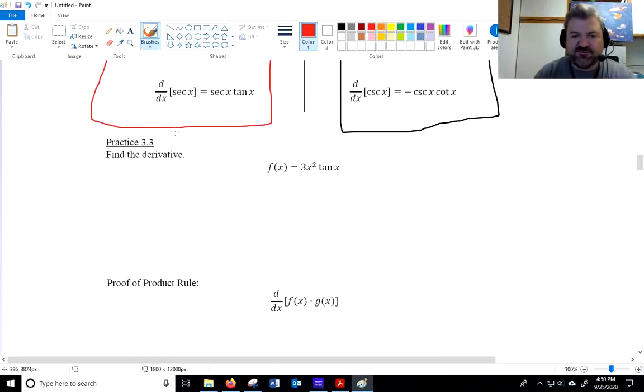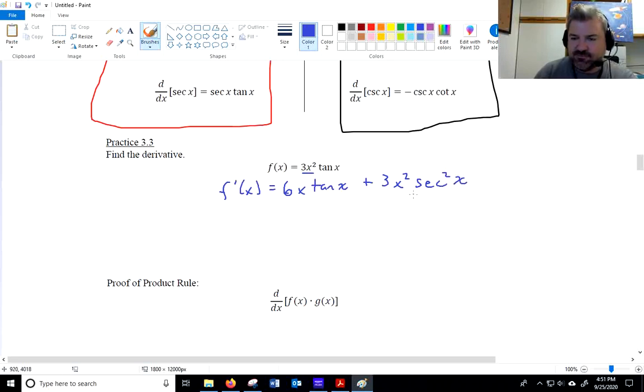All right, so would you please find the derivative of 3x squared tangent x? Pause the video and give it a try. All right, let's see how you did. F prime of x, derivative of the first times the second, plus the first times derivative of the second. The derivative of tangent is secant squared.